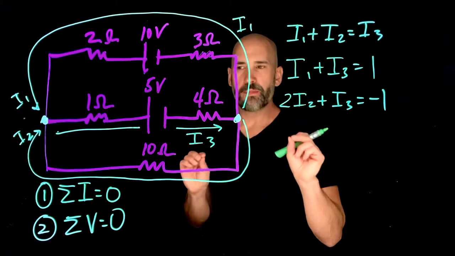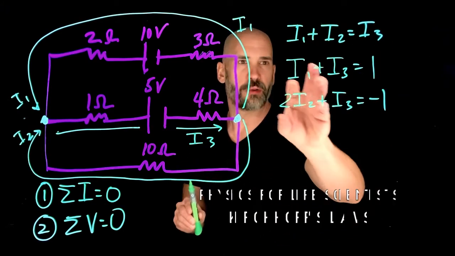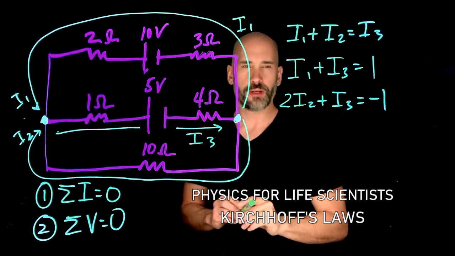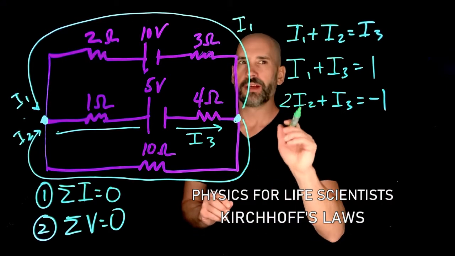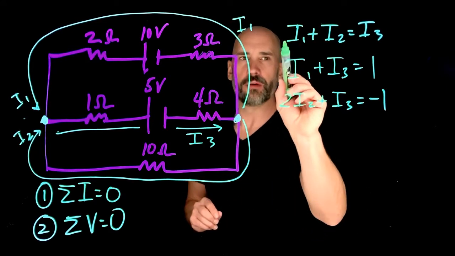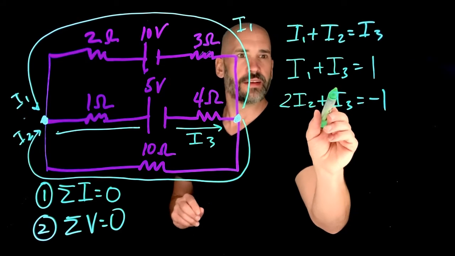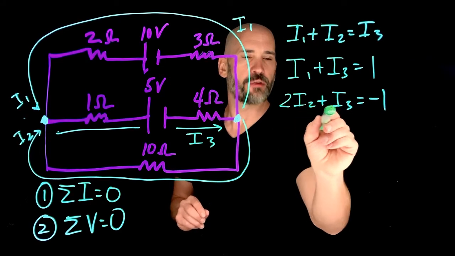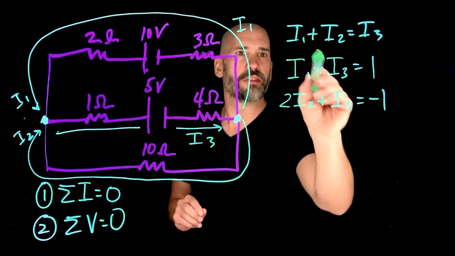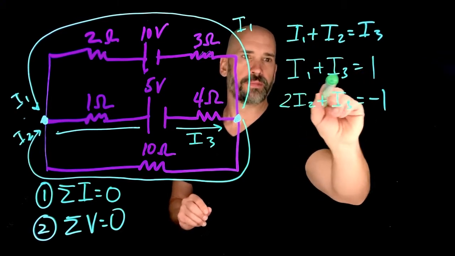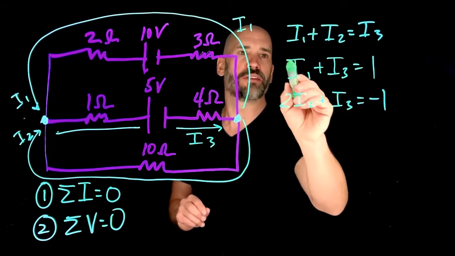Now, what would be the best way to simplify these three equations and three unknowns? Well, I start out noticing that this is in terms of I2 and I3, but there's an I1 in both of these equations. So I want to eliminate an I1. So let's get rid of I1.